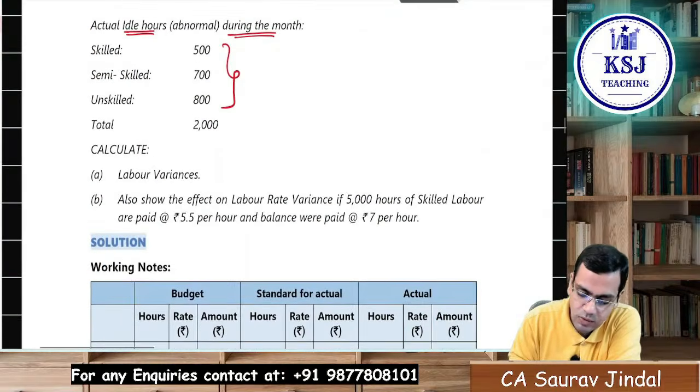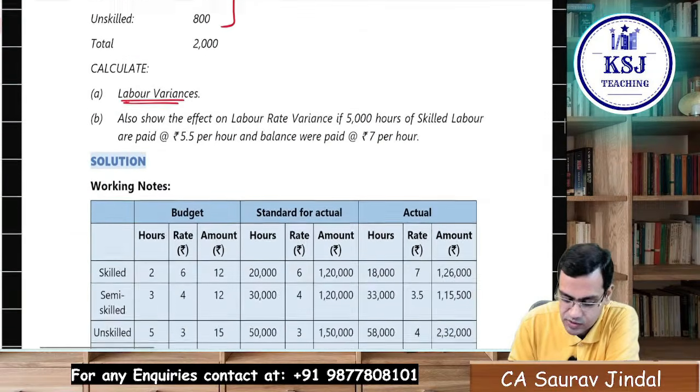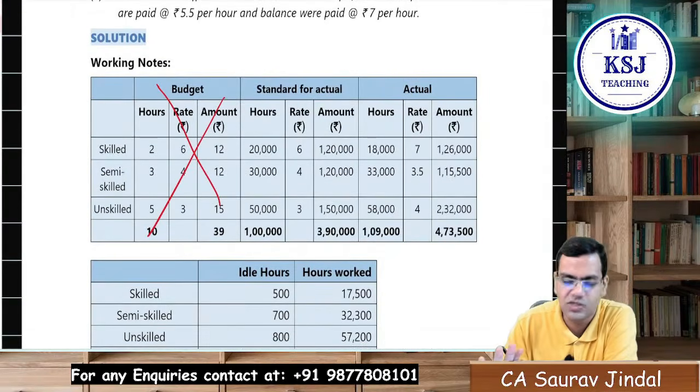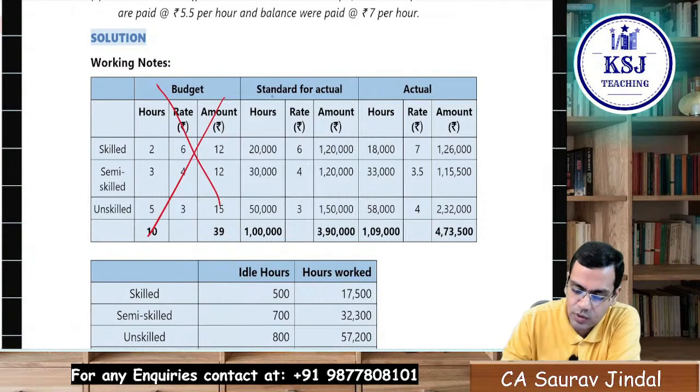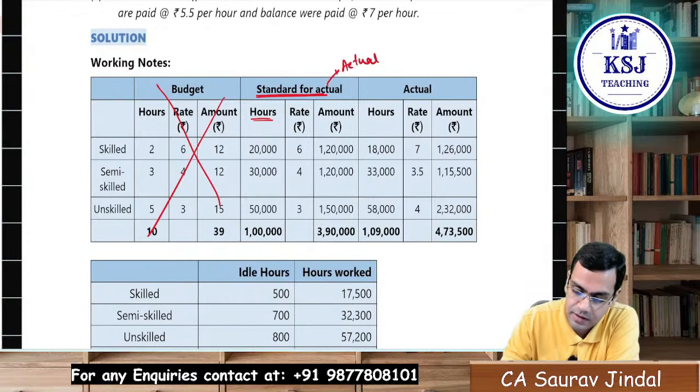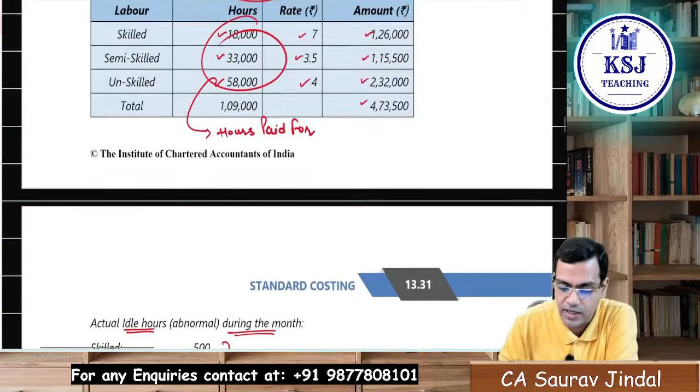The first thing is the table that they have prepared is pretty good. The Institute says calculate the labor variances. So they have prepared a very good table. Forget about this column. No need of this column. You will start with what? The standards for the actuals. The standards are for actual output. Actual output, sir. The standards are given for 1 unit.